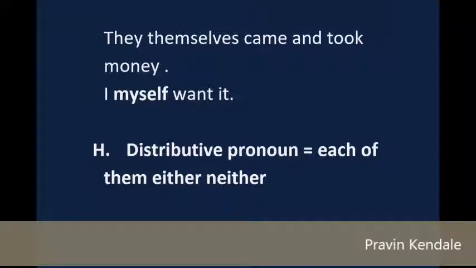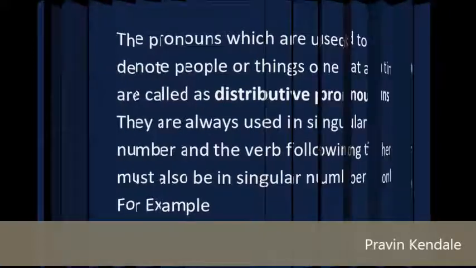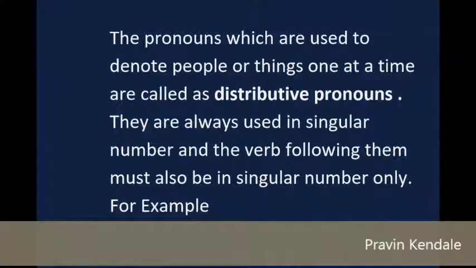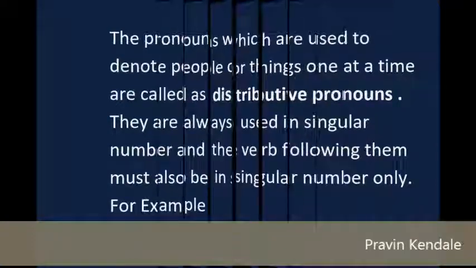The pronouns which are used to denote people or things one at a time are called distributive pronouns. They are always used in singular number and the verb following them must also be in singular number only. For example, each, either, neither, any, anyone, anybody, anything, no one, nothing, nobody, none, everyone, everybody, everything, somebody, someone, something.